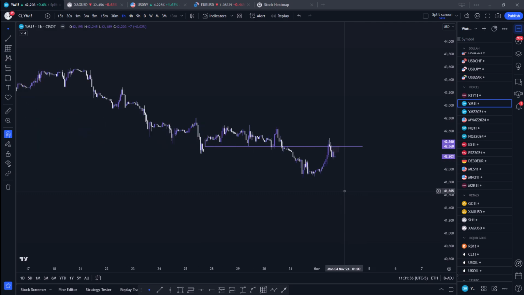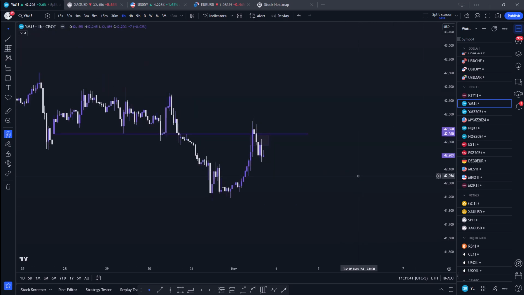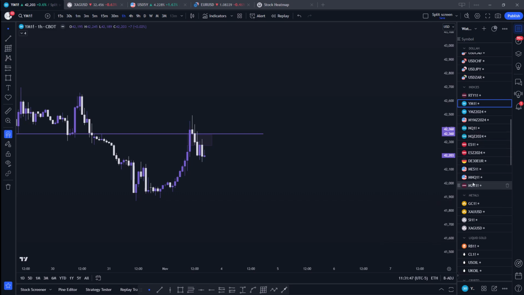But of course, it's a very volatile week, and I cannot stress enough how careful you should be trading these markets, especially with the economic calendar for next week. It's a very important news event. It's not something that should be taken lightly in any way.